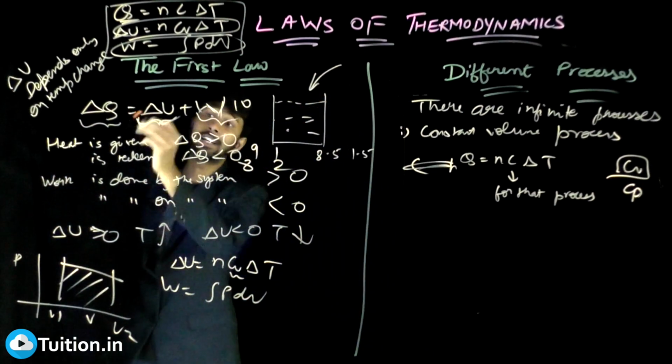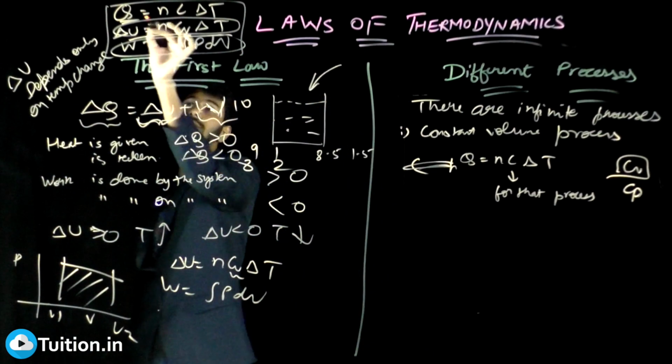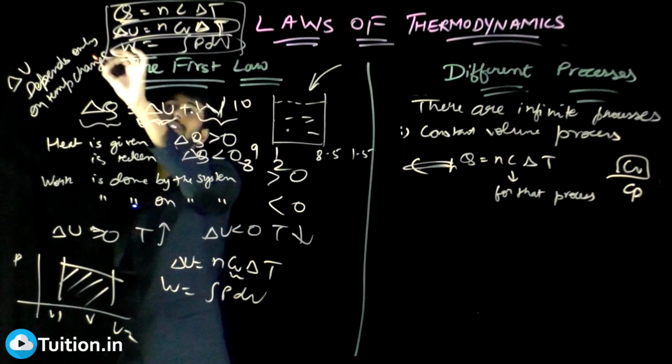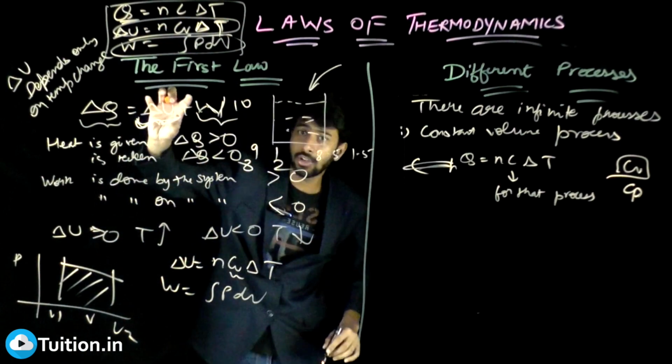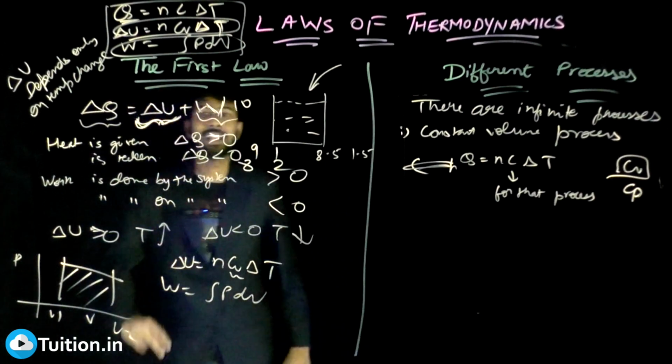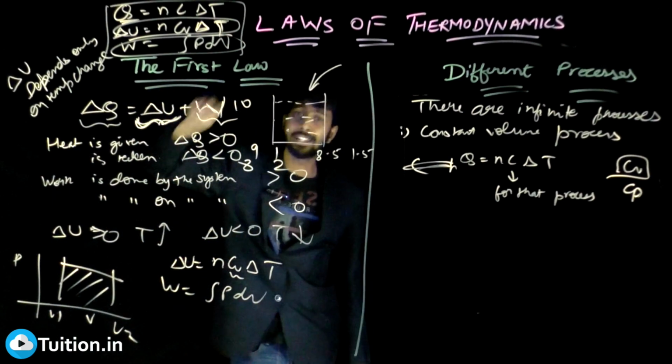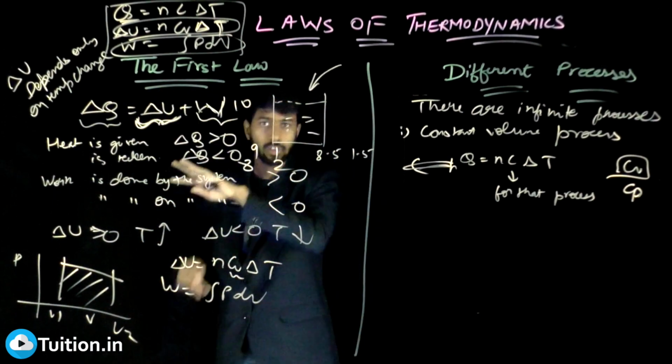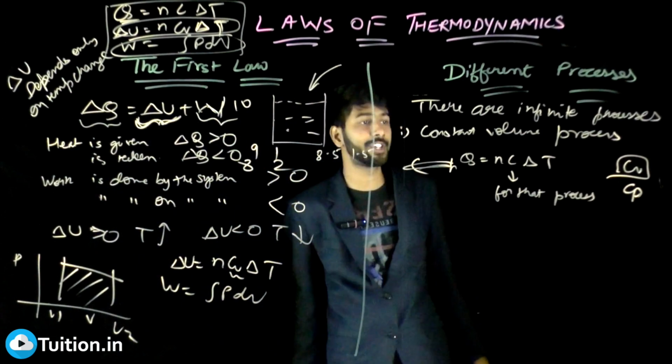Or if the change in temperature is given, you can use this formula to calculate ΔU. If ΔU is given and work is given, you can find out heat, right? So two will be given directly or indirectly, and the third will be asked for. That is how the problems will be as far as the first law is concerned.